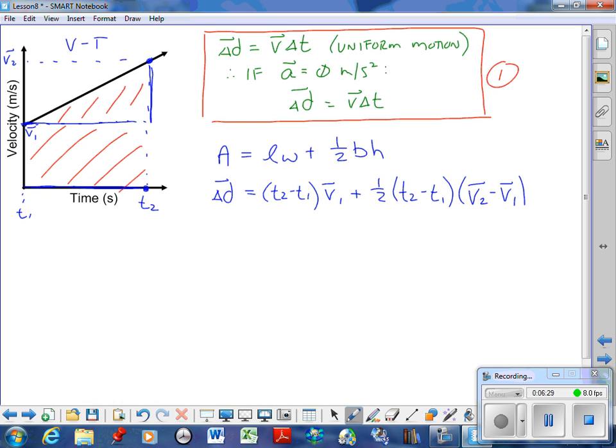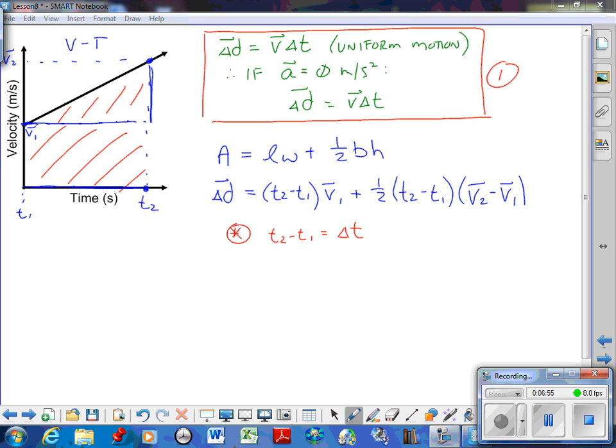Doing some simplification here. There's a couple things that we can simplify. First of all, T2 minus T1 is the same as saying our change in time. So T2 minus T1 is equal to our delta T. That will clean up some of the equation there for us.